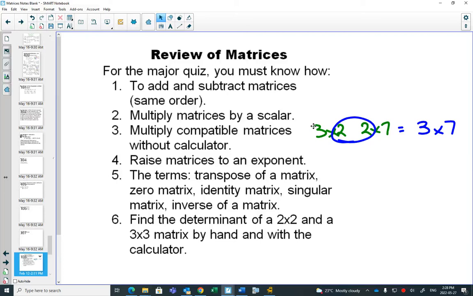The transpose, where we switch the rows and columns, the zero matrix, the identity matrix, a singular matrix where the determinant is equal to 0, and finding the inverse of a matrix. 2 by 2s without your calculator, so that's where you find the determinant, do 1 over the determinant, one set of diagonals get switched, the other set of diagonals get multiplied by a negative.